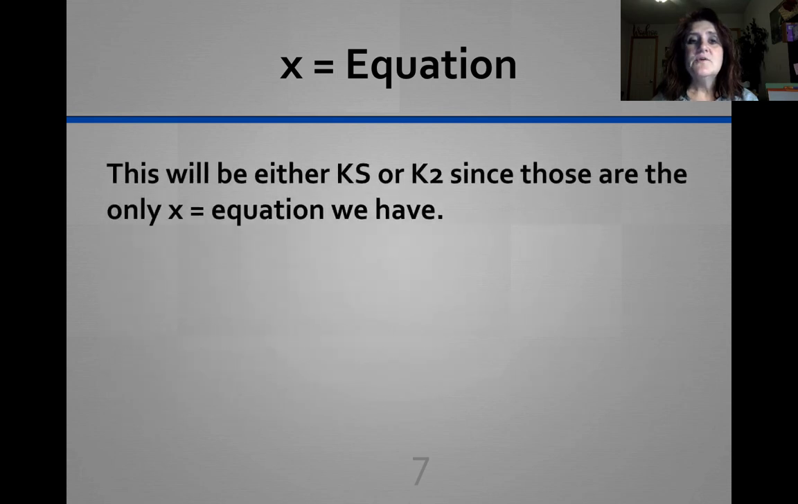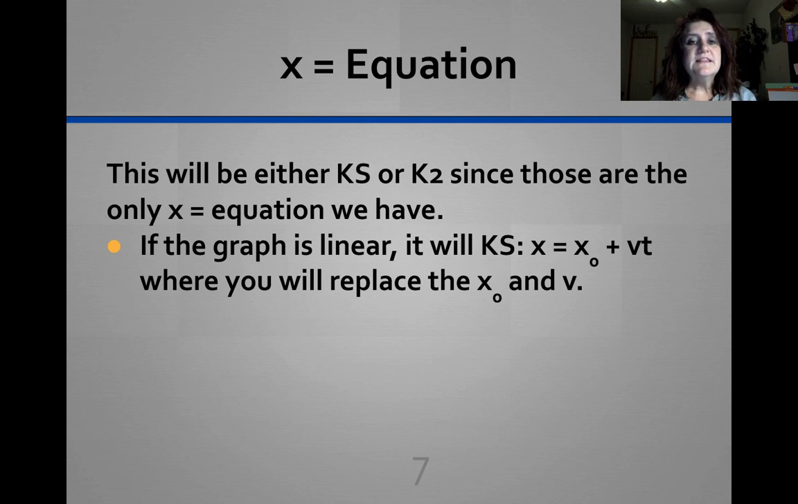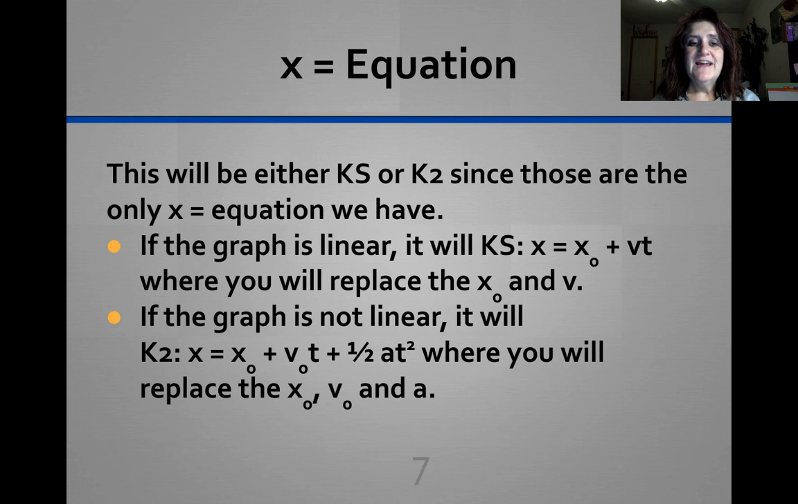Your x equals equation will either be Kinematic Simple or Kinematic 2, those that are the only x equals equations that we have. So if the graph is linear, it's going to be a Kinematic Simple where you'll replace the x naught and the v. If the graph is not linear, it will be a Kinematic 2 equation where you'll replace the x naught, the v naught, and the a.